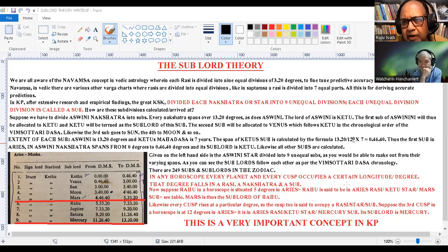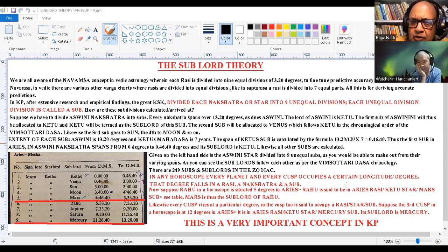He took up every nakshatra. Like the 27 nakshatras, suppose the first nakshatra in the zodiac is called Ashwini, then Bharani. They are fixed, and every nakshatra has a lord, as you would know. He took up every nakshatra and divided all the nakshatras into 9 unequal parts. Now, how did he divide that? How many degrees are there in a nakshatra? Each nakshatra is 13 degrees, 20 minutes. So he divided 13 degrees 20 minutes into 9 parts, but not equal parts, not divided by 9.